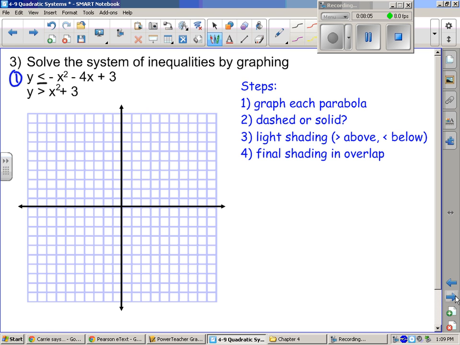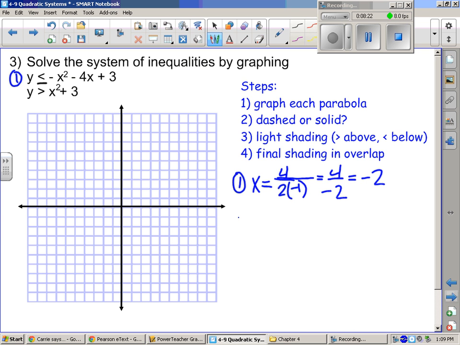Number 1, I got to find the vertex. We use the cute little formula, opposite of b, so that's 4 over 2. What's my a? Negative 1. Oh, good. Okay. I'm just making sure you're paying attention over there. 4 divided by negative 2 is negative 2.